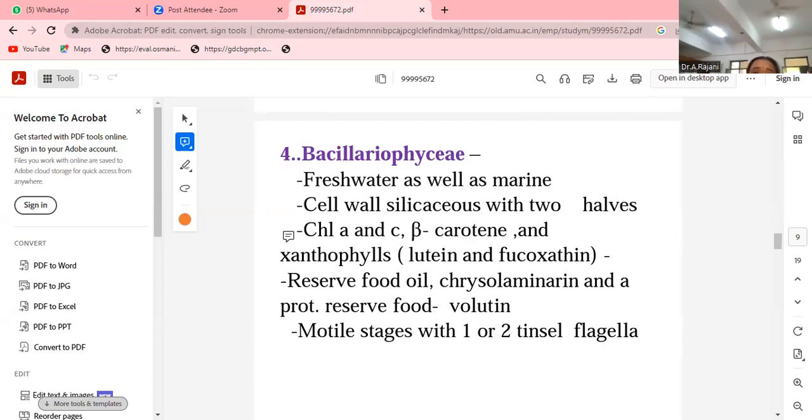Another very important character in diatoms is the cell wall. In the first three classes, cellulose is very common. But in the fourth class, the diatoms, the cell wall is made up of silica. Very, very important: which class of algae has a cell wall made up of silica? That is the Bacillariophyceae or diatoms. This silica wall has two halves, like a Petri dish: one large Petri dish and one small Petri dish fit together. The cell wall structure is the same.